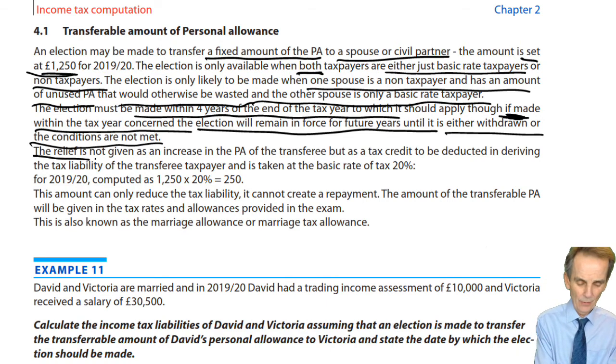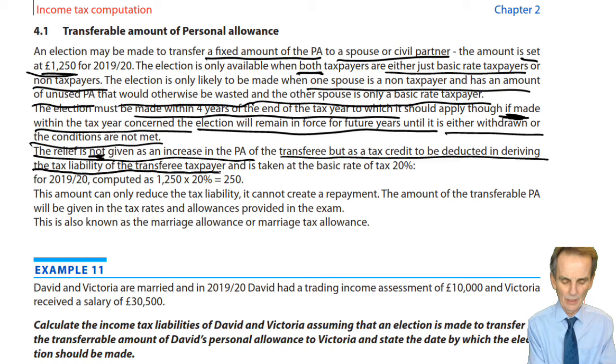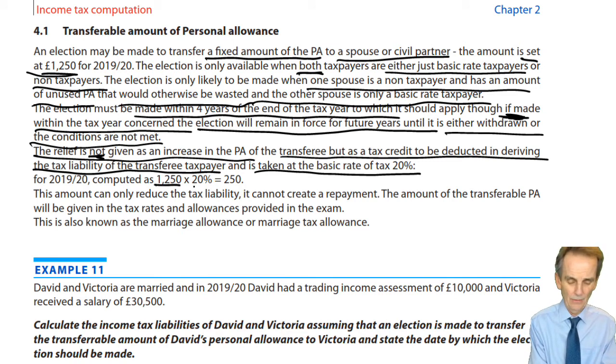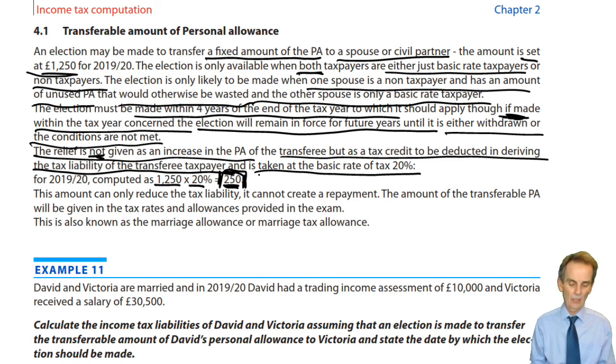What it is shown as is something called a tax credit. So the relief is not given as an increase in the personal allowance, but the transferee gets a tax credit to be deducted in deriving the tax liability of the transferee taxpayer. And it's taken at the basic rate of tax, 20%. For 1920, there's your 1,250 at 20%. It is a £250 tax credit that we're talking in terms of.